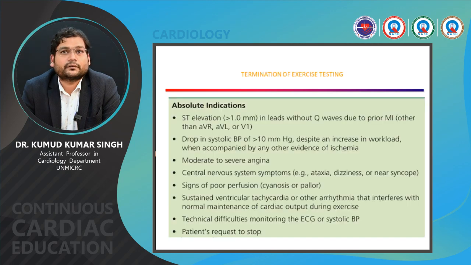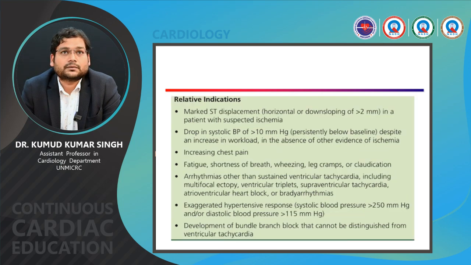The indications for termination of exercise testing: the absolute indications include ST elevation more than 1 millimeter in leads without Q waves due to prior MI; a drop in systolic blood pressure of more than 10 millimeters of mercury despite an increase in workload when accompanied by any other evidence of ischemia; moderate to severe angina; central nervous system symptoms like ataxia, dizziness or near syncope; signs of poor perfusion like cyanosis or pallor; sustained VT or any arrhythmia that interferes with the normal maintenance of cardiac output during exercise; technical difficulties monitoring the ECG or systolic blood pressure; or the patient requests you to stop the test.